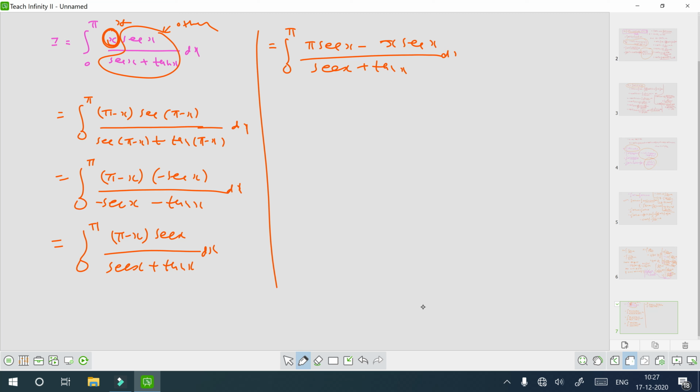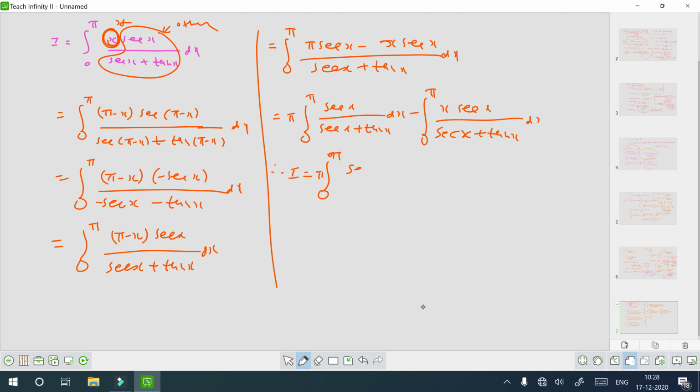હવે બંને ઇન્ટિગ્રલને સેપરેટ કરો. ચલો પાઈ કોમન લઈ લઈએ, 0 to pi sec x over sec x plus tan x dx minus 0 to pi x sec x over sec x plus tan x. આ I થઈ જશે. And therefore I is equal to pi times 0 to pi sec x over sec x plus tan x dx minus I. So 2I is equal to pi 0 to pi.